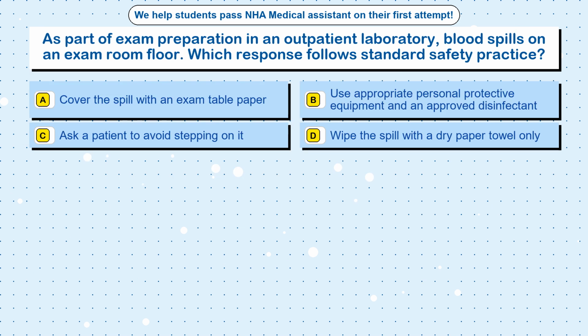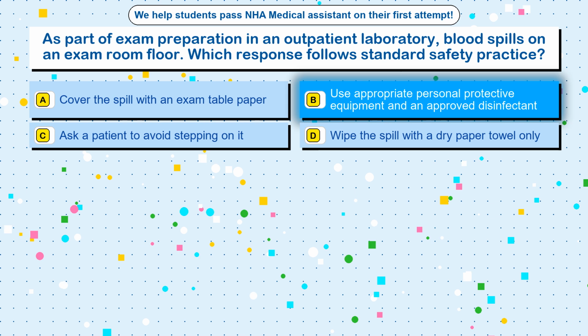Question 34. As part of exam preparation in an outpatient laboratory, blood spills on an exam room floor. Which response follows standard safety practice? Option A. Cover the spill with an exam table paper. Option B. Use appropriate personal protective equipment and an approved disinfectant. Option C. Ask a patient to avoid stepping on it. Option D. Wipe the spill with a dry paper towel only. The correct answer is option B. Use appropriate personal protective equipment and an approved disinfectant.